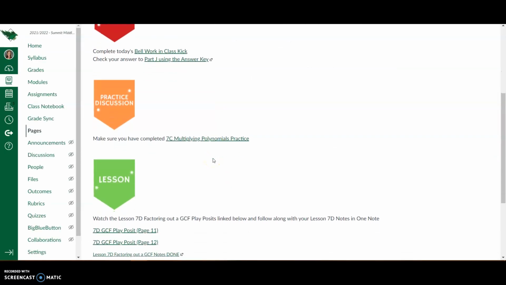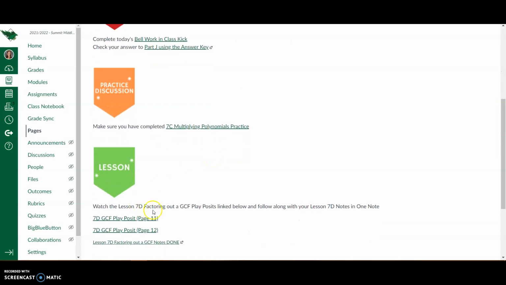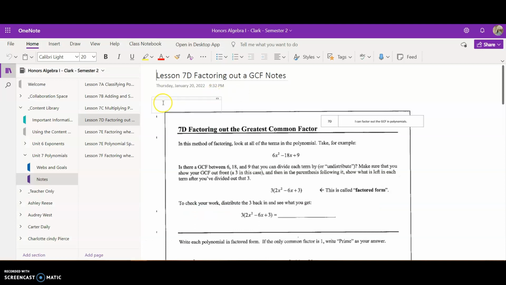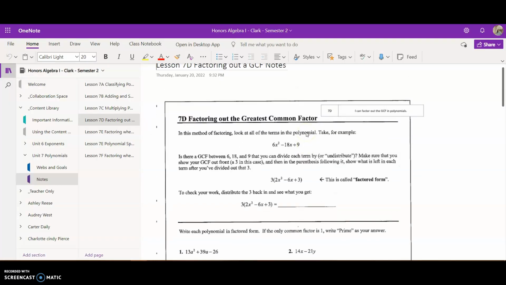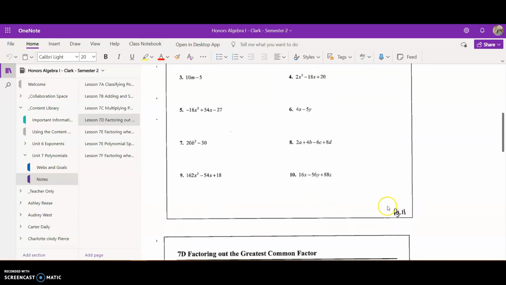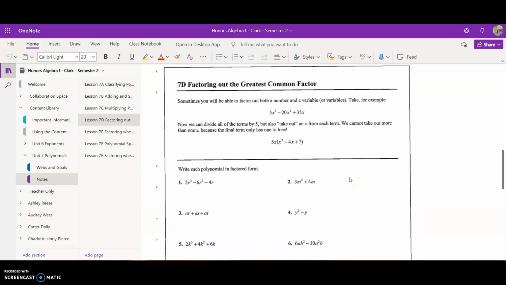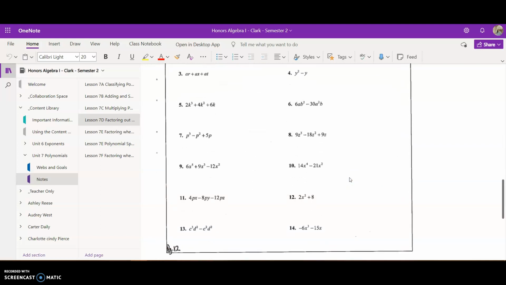Then from here, we're going to do lesson 7D, which is factoring out a GCF. So if you go into your OneNote and open up your OneNote, go to the Unit 7 section, go to your notes, find your 7D notes that look like this, and then go ahead and split screen your laptop so that you can watch your play pause it while following along with your notes. If you click right here, this first video is all on page 11, which is the first page of your notes. Here's the 11 down here. And then the second play pause it goes along with page 12 right here in your notes.